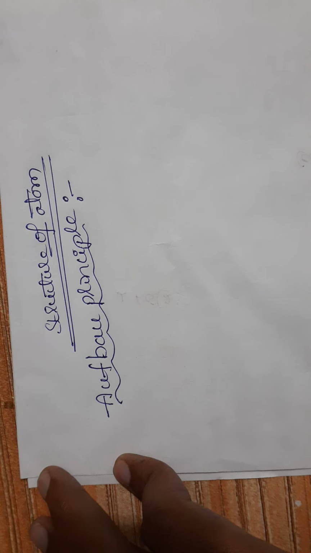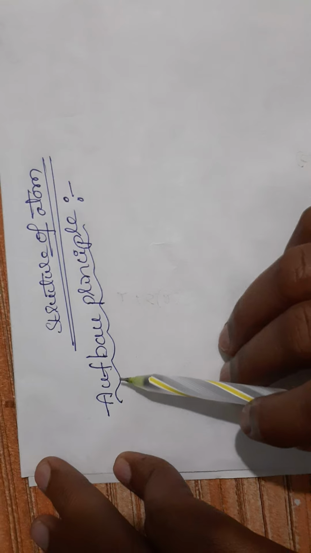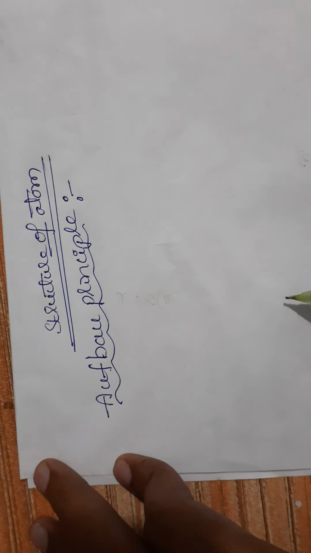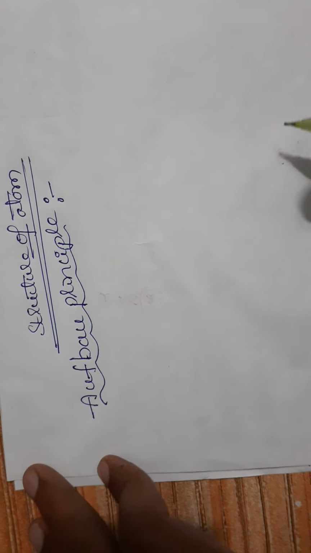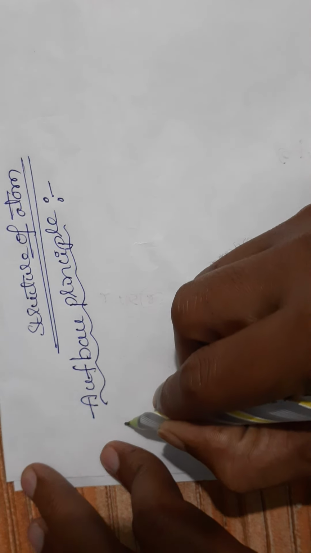The systematic arrangement of electrons in shells, subshells and orbitals is called electronic configuration. So to write electronic configuration, we want to learn three rules. One of them is Aufbau principle. Aufbau is a German word whose meaning is building up. So now what is Aufbau principle? According to Aufbau principle, there are 2 points.